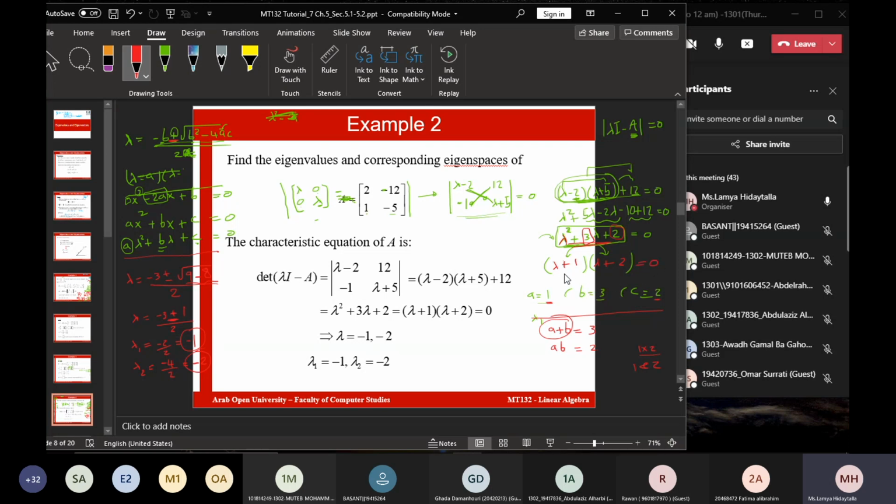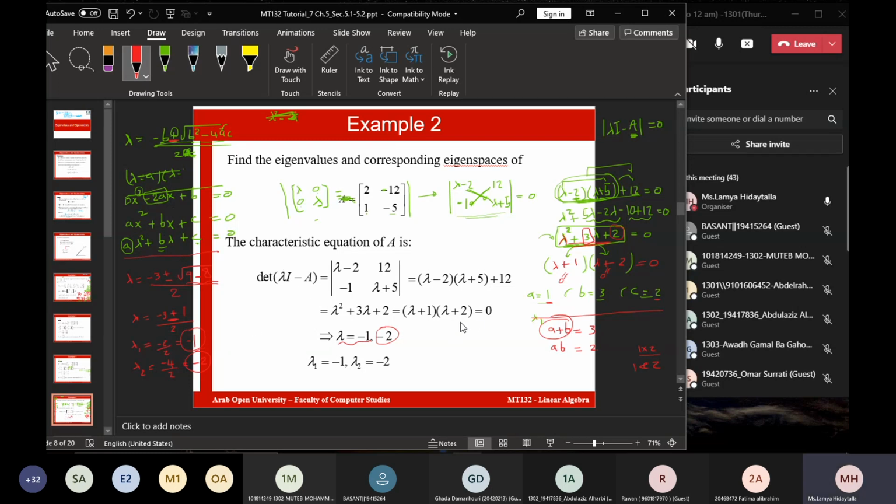So that means either lambda plus 1 is equal to 0, which implies lambda is equal to minus 1, or lambda plus 2 is 0, so lambda is equal to minus 2. And this is the other solution. Clear? I believe all of us know how to factorize or how to solve using this formula, which is the quadratic formula, right? We all know the quadratic formula, yeah?